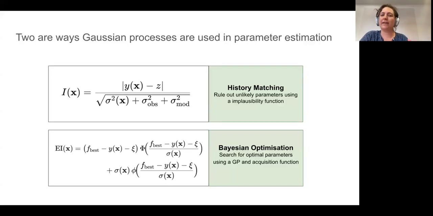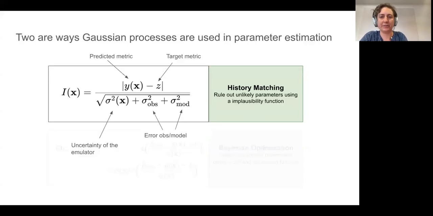And remember, there are kind of two ways that Gaussian processes are used in parameter estimation. The first one is what's called history matching. And this uses a kind of implausibility metric, which is the distance between what the emulator is predicting and the target metric of choice, and also takes into account the uncertainty of the emulator and the error that we have in our model and observations.